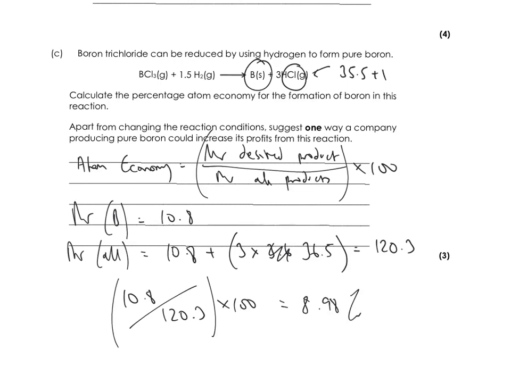Now, the answer to the next question, which is apart from changing reaction conditions, just one way a company producing pure boron could increase its profits, is to sell the other products. So we've got HCl here, so if they find a buyer for that, then obviously that's going to increase their profits, because then it wouldn't be a waste product, it would also be a desired product.